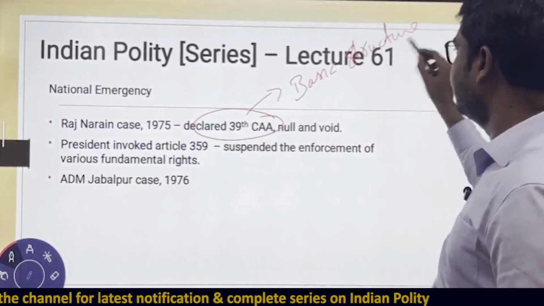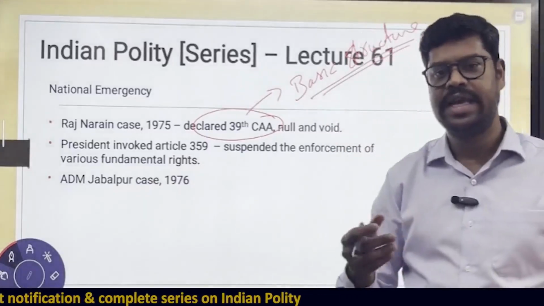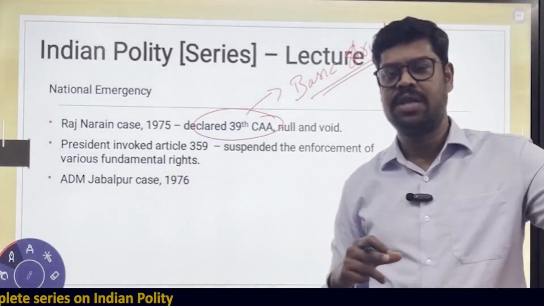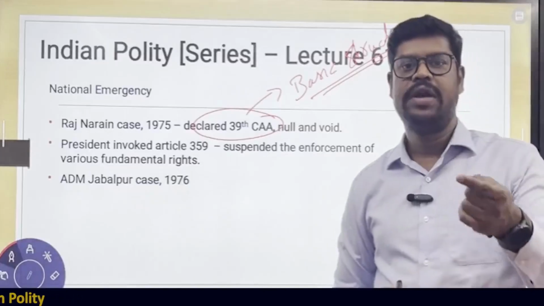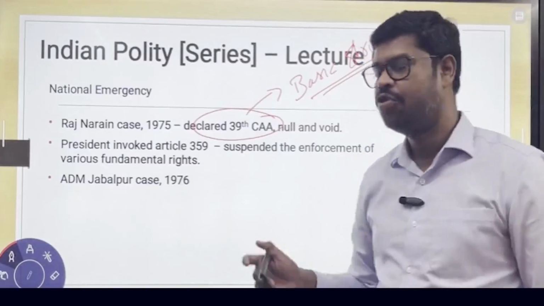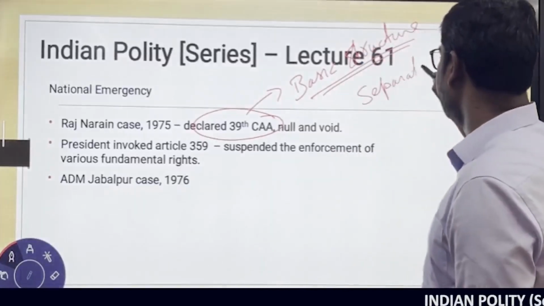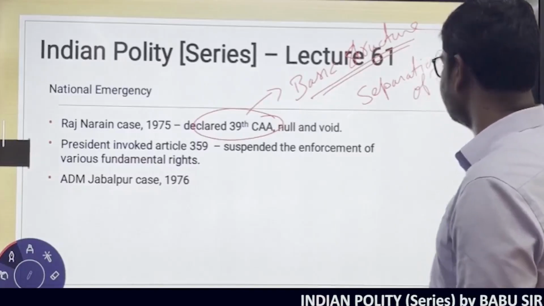So the Supreme Court categorically said that this 39th Constitutional Amendment Act is taking away the power of the judiciary, and it may be giving it in the hands of some other authority based on the law that is made by the Parliament. So therefore, you are taking away the powers of the judiciary and giving it to some other authority. Therefore, you are violating what is called separation of powers. And the Supreme Court declared that the separation of powers is part of the basic structure.